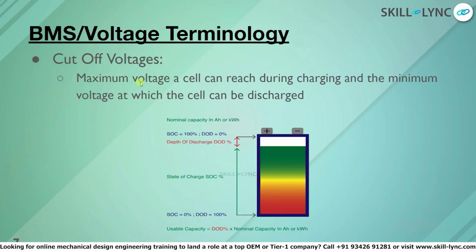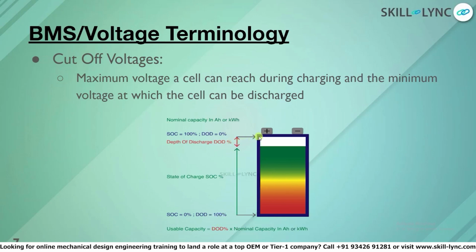Also we have cutoff voltages. The maximum voltage of a cell is the voltage that is reached during charging. And we have the minimum voltage, that is the voltage which the cell has reached after being discharged. So those are the cutoff voltages which we have already understood. Like we have three different voltages: nominal, maximum and minimum. It's the same.